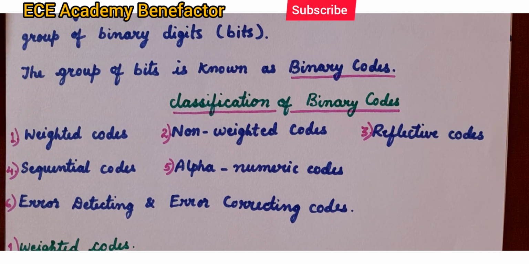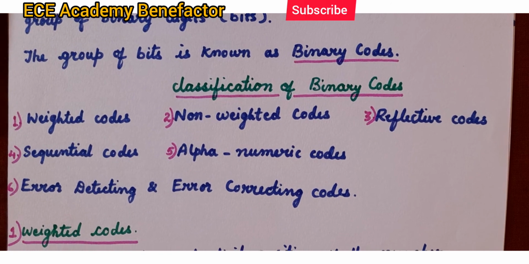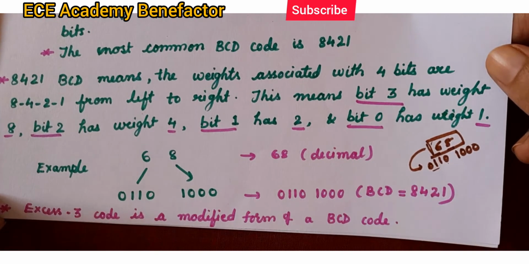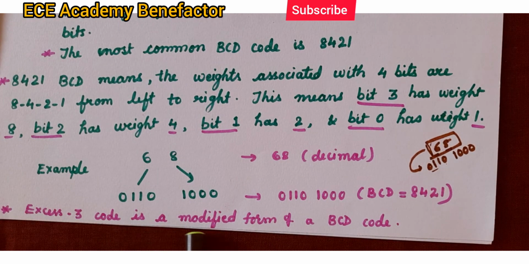XS3 code is also a weighted code, which is a modified form of BCD code.